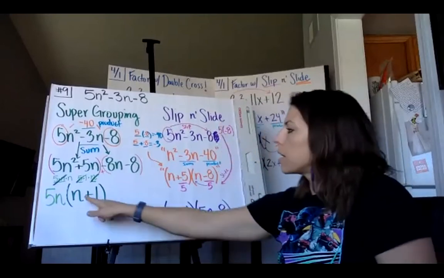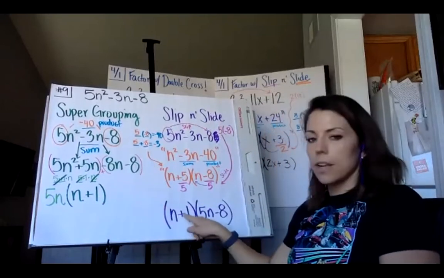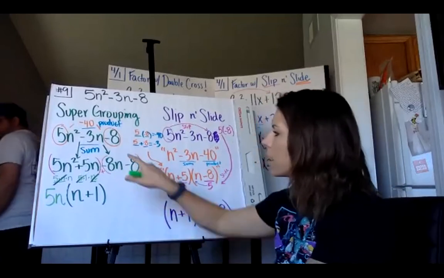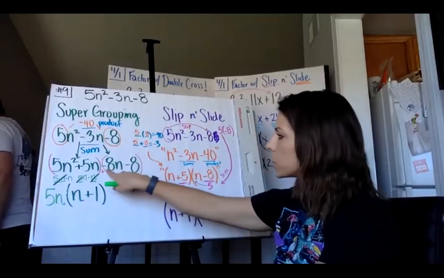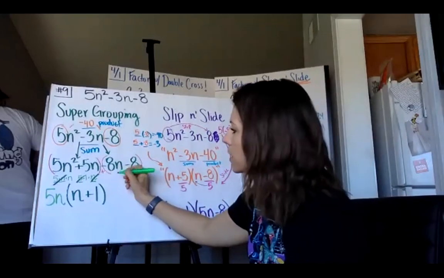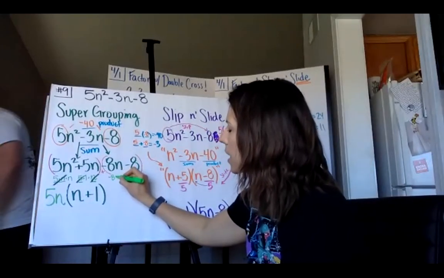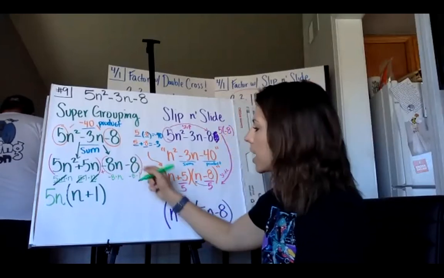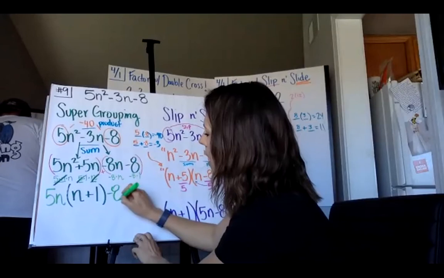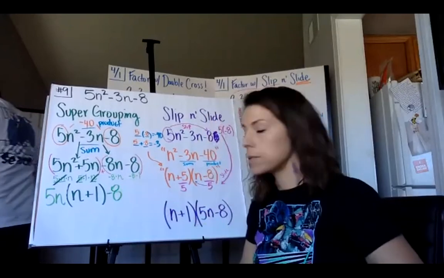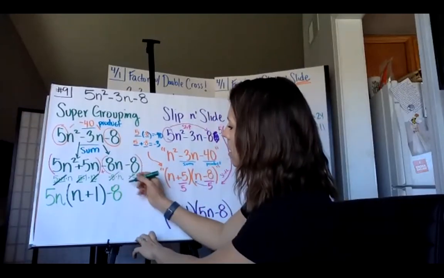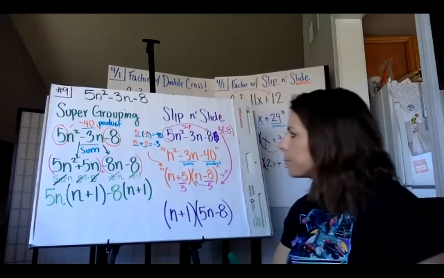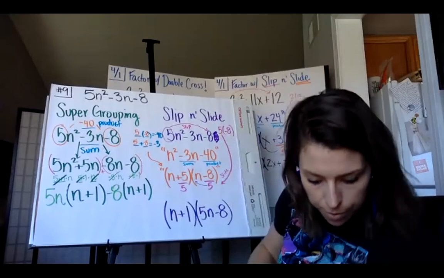So n plus 1. Already you might see the connection here that n plus 1 is going to be one of our binomials, which is good. I know I'm trying to get n plus 1 here too. So over here, I see 2 -8s. So I'm factoring out -8. That's -8 times n. -8 times +1 is how you get -8. So when I factor out a -8, that leaves me with n and a +1.